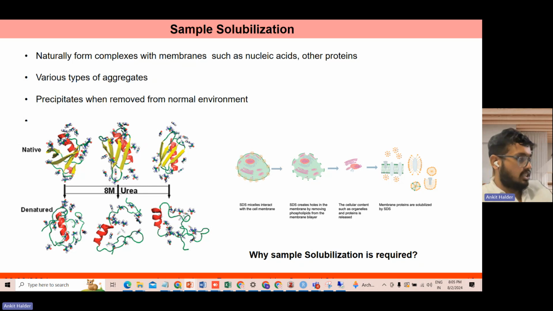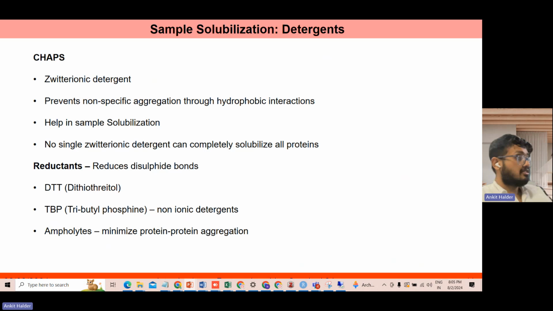I think by now you have pretty much understood and are appreciating the fact that, given the property of the protein to form complexes with membranes, nucleic acids and other proteins, and to form various types of aggregates, it becomes very important that proteins, which precipitate when removed from the normal environment, need to be solubilized for the downstream analysis.